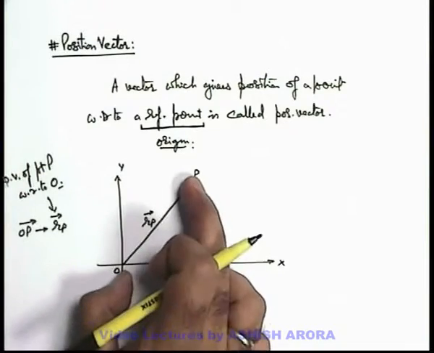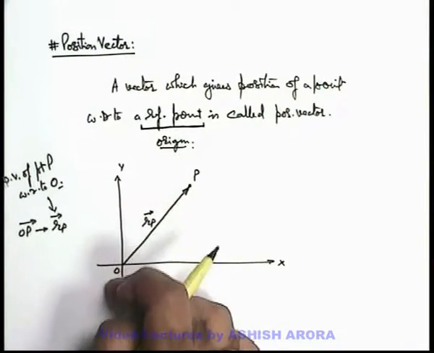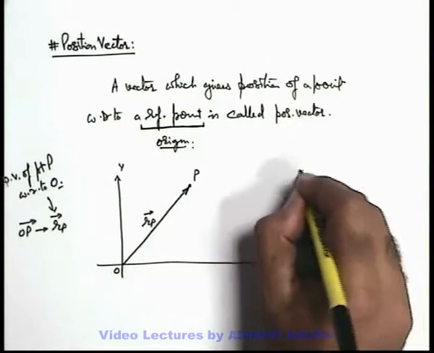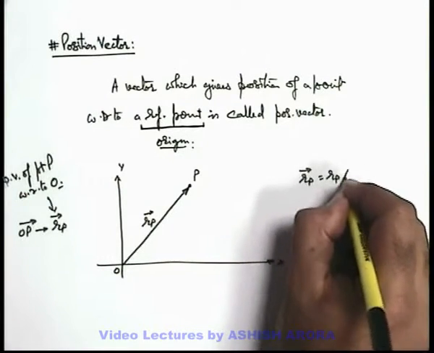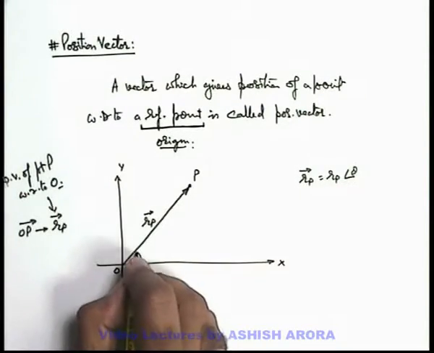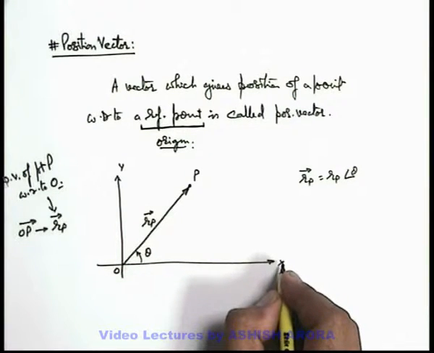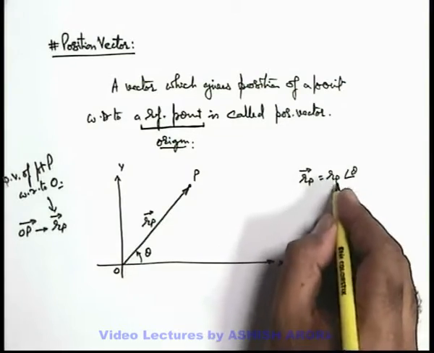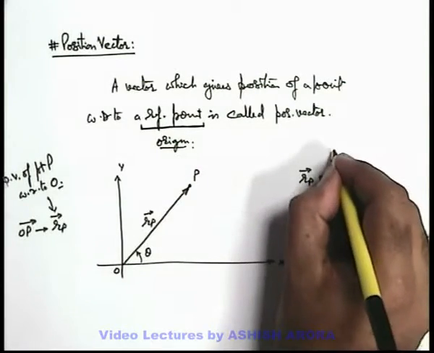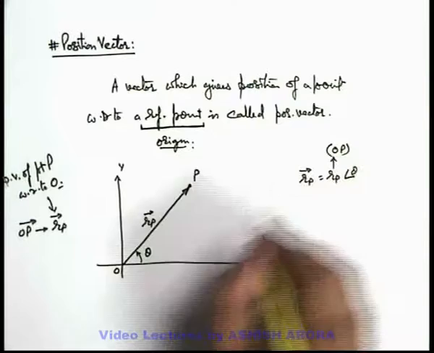This vector will have a magnitude that is the distance OP. Here this RP vector can be written as RP angle theta, where theta is the angle measured in anticlockwise direction from the positive direction of the x-axis. And this RP is the length OP.